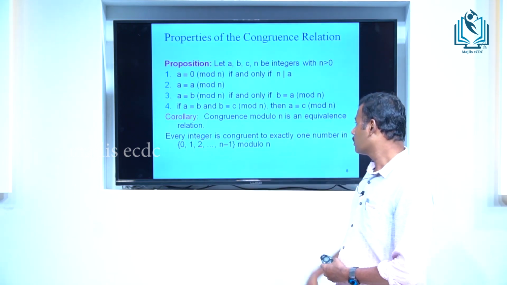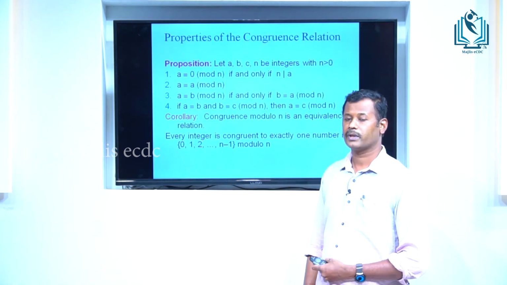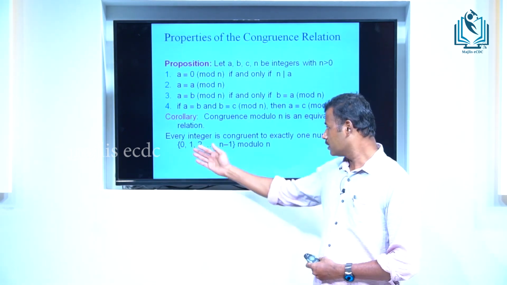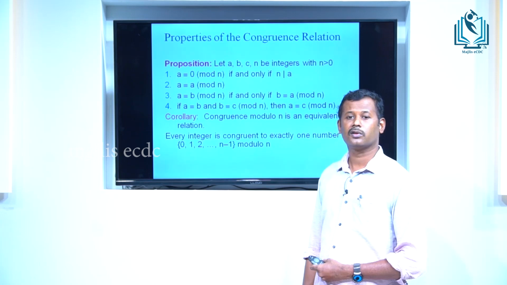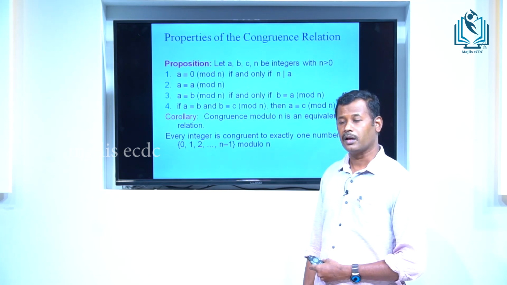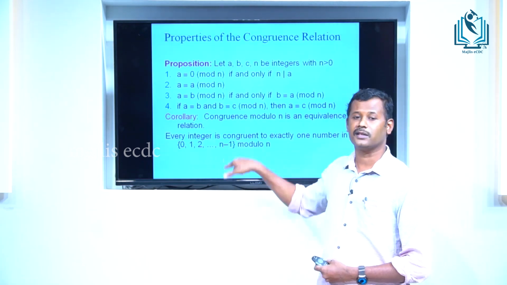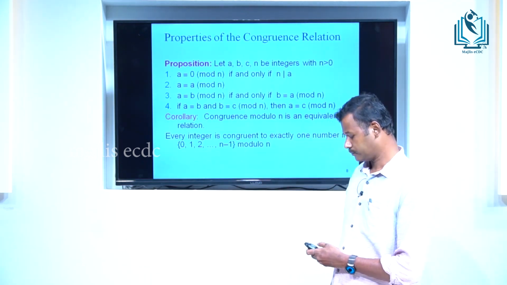Every integer is congruent to exactly one number in 0, 1, 2, ..., n minus 1. That means any number is congruent to exactly one number in this set mod n.